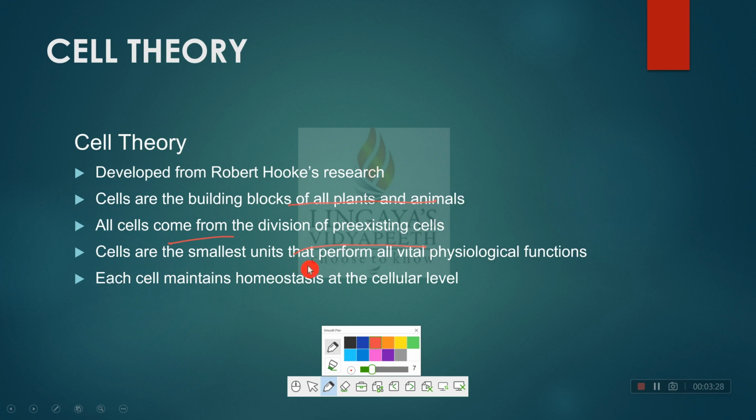So cells are the smallest units that perform a vital physiological function, and each cell maintains homeostasis. Homeostasis is the condition through which an organism is able to maintain its body temperature and its regulation at different temperatures or in different conditions. So it is maintained by the cell. The cell theory was given by Robert Hooke, and all these postulates are included in the cell theory.